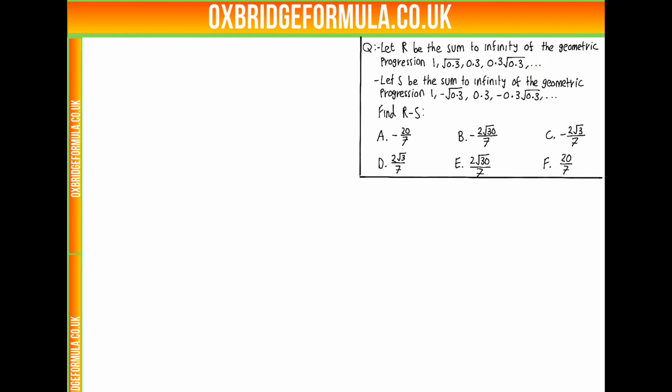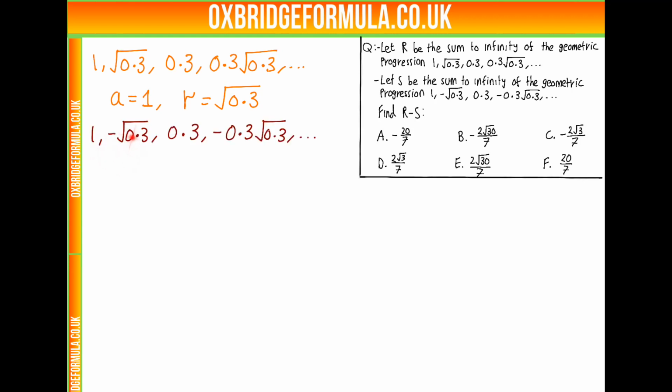So, for that, we certainly are going to need to know the a and r, i.e. the first term and the common ratio of both these sequences. So let's note that down first. So we've got this sequence here, which is related to r, and we see that the first term is 1, and the common ratio, so 1 to root 0.3, r must be root 0.3. Then similarly, for our other sequence, 1 minus root 0.3, etc., our first term again is 1, and our common ratio is minus root 0.3.